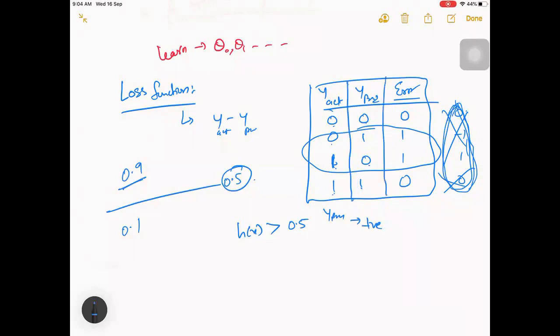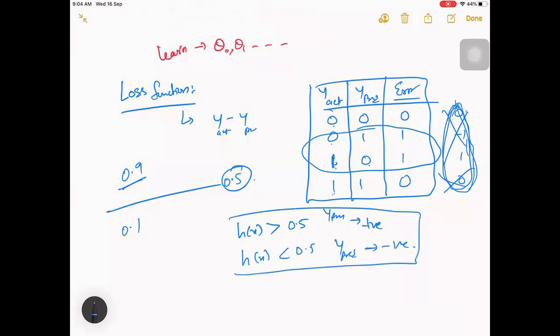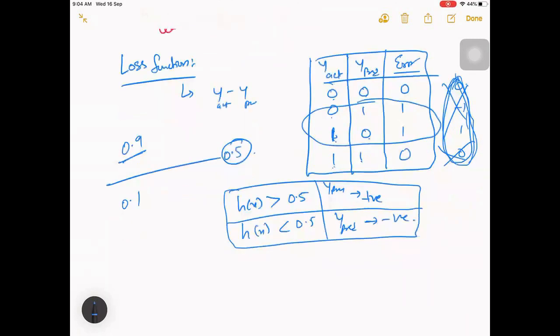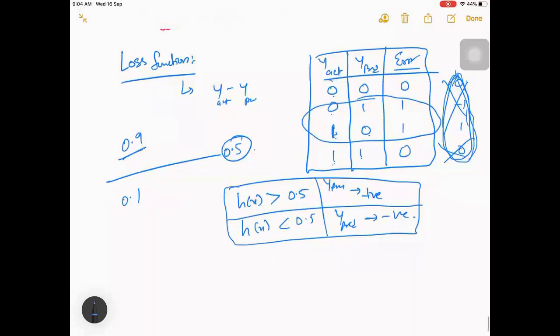Okay, so if you take h of x as less than 0.5, you'll be saying your y prediction is negative. So we'll finally be getting to something at this level. How we'll get there, we'll see in the next class. In this class, I'm just giving an intro to how the problem would be.